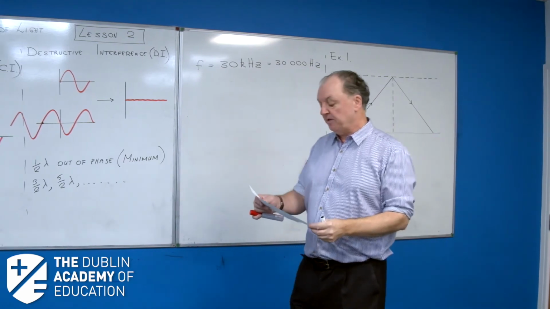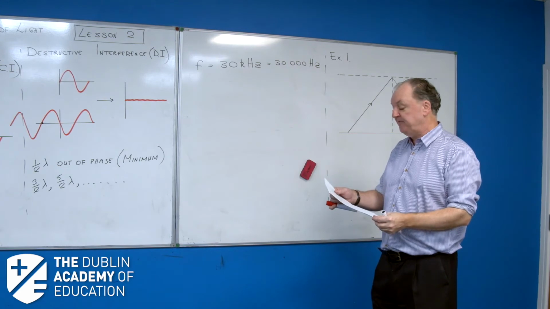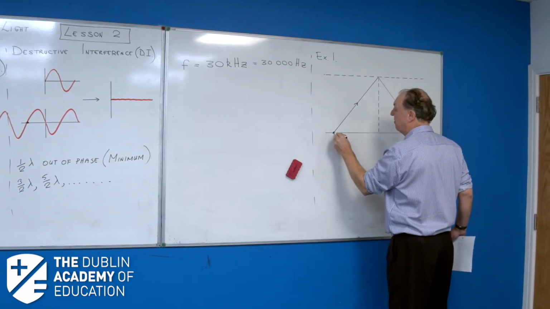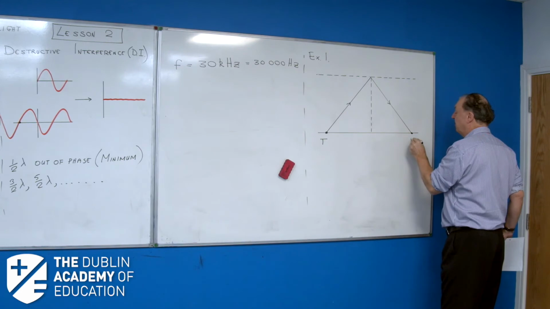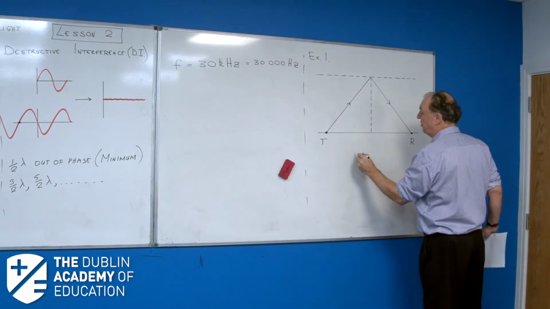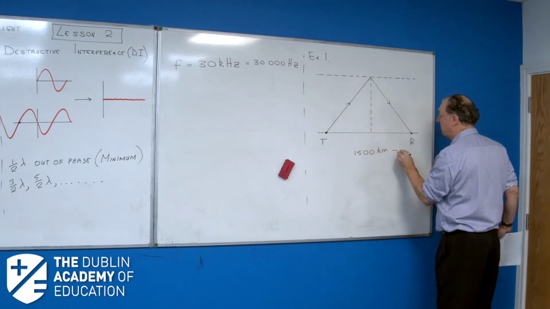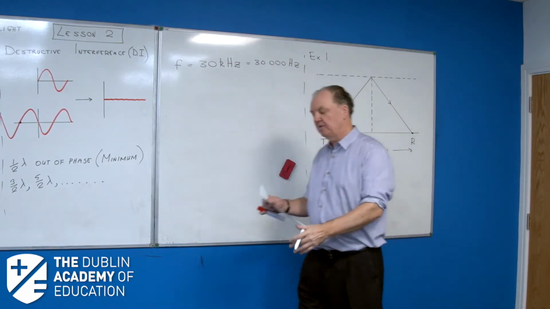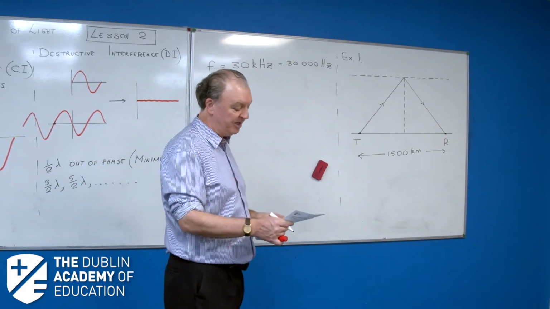What else does it say? Radio waves of frequency 30 kilohertz are received at a location 1,500 kilometers from a transmitter. Here's my transmitter here. Here's me, the receiver. And we are a total distance of 1,500 kilometers apart. The distance between T and O is 1,500 kilometers. So what am I doing? I'm building up my picture. I'm writing down all of my information.